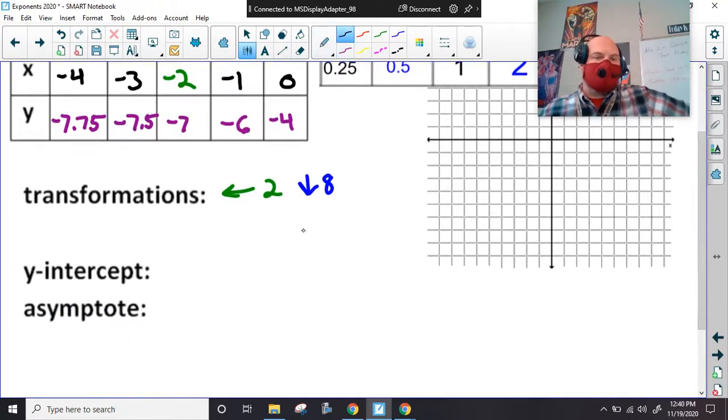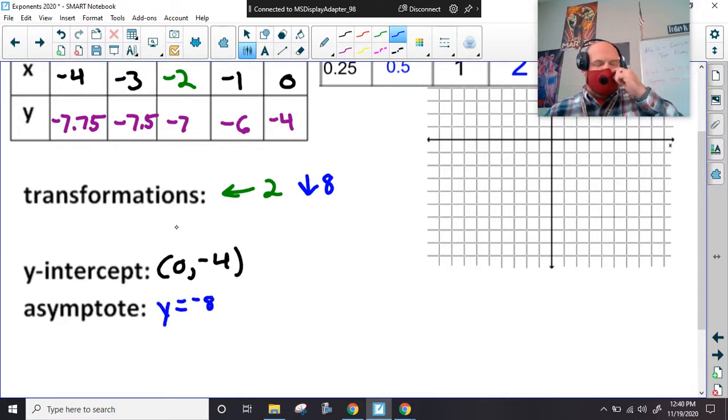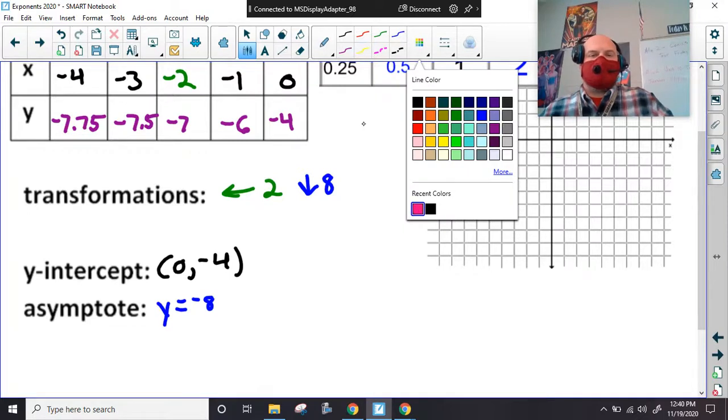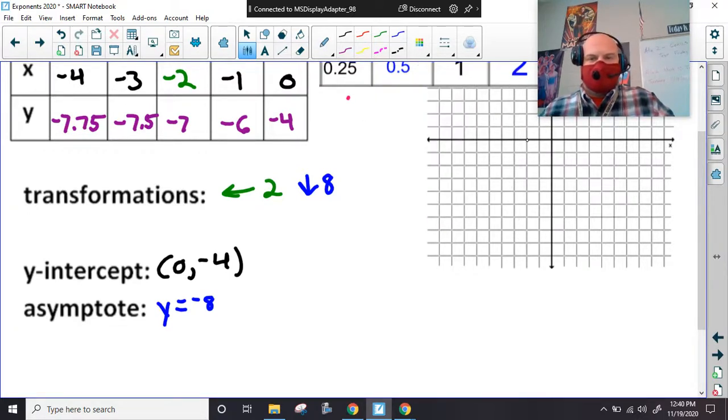This one, we can do the y-intercept. This would be 0, -4. And our asymptote is y equals -8, because we get really close to -8, but we never really cross -8. Okay. We just get really, really close. All right, so 1, 2, 3, 4. 1, 2, 3, 4, 5, 6, 7, and almost to 8. And then up and here, here, and here.